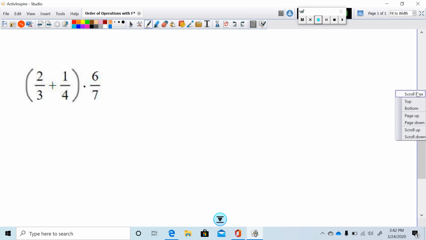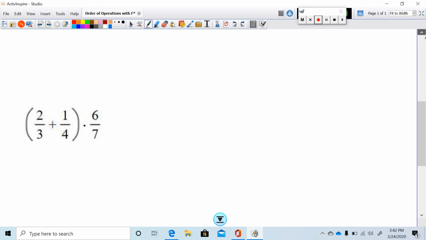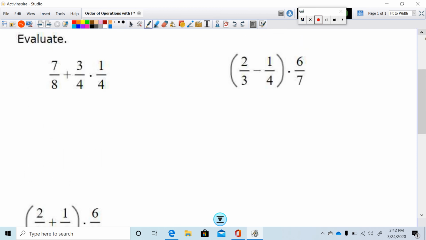On the first one, what I do is I go ahead and put a box around everything that's not addition or subtraction, because you always want to save addition and subtraction for last. Now this box is just 7/8. And this one, with multiplication of fractions, you go straight across. So 3 times 1 is 3, and 4 times 4 is 16.